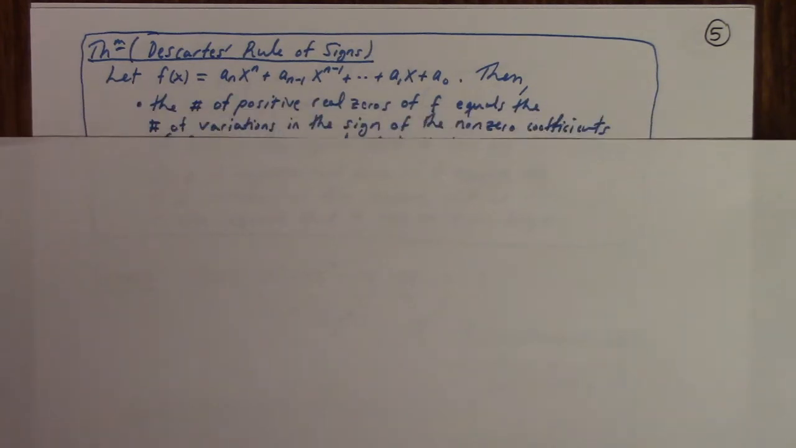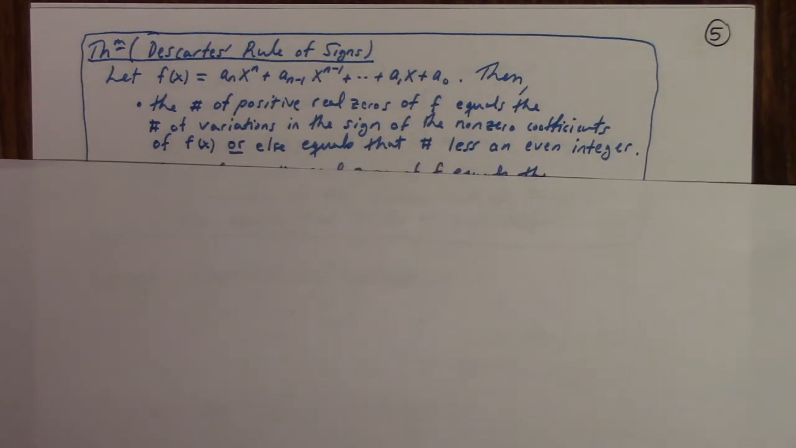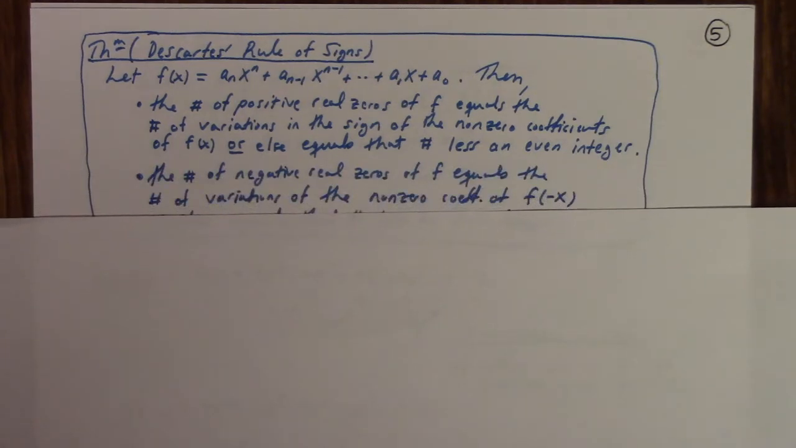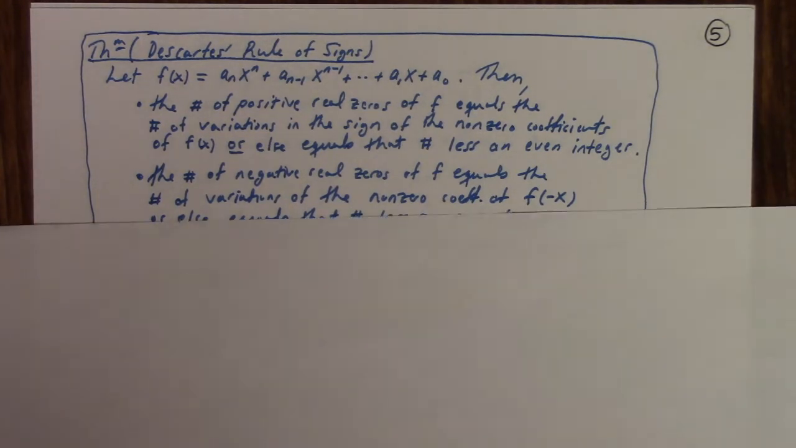And the result is this. If you have a polynomial, the number of positive real zeros of f equals the number of variations of sign of the non-zero coefficients of f of x, or less than that number by an even integer. And likewise, to determine the number of negative real zeros of a polynomial, you can look at the number of variations of sign of the non-zero coefficients of f of minus x, and it's either that or that number less an even integer. So here's an example.